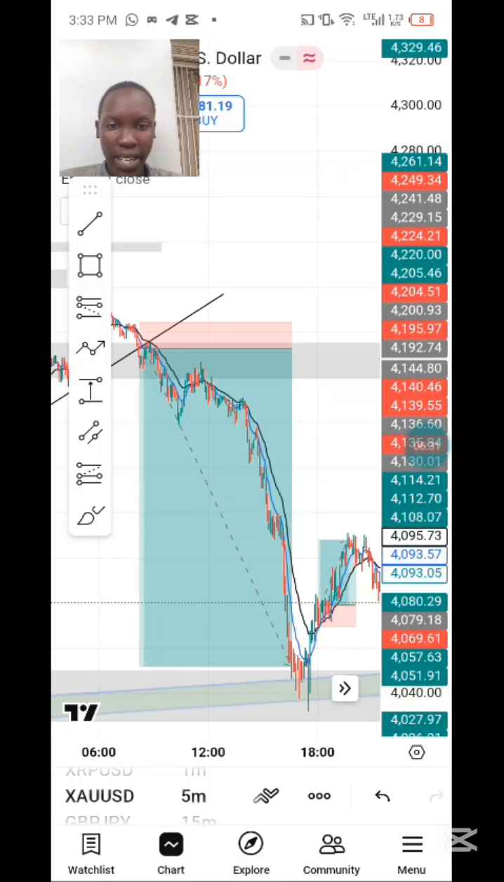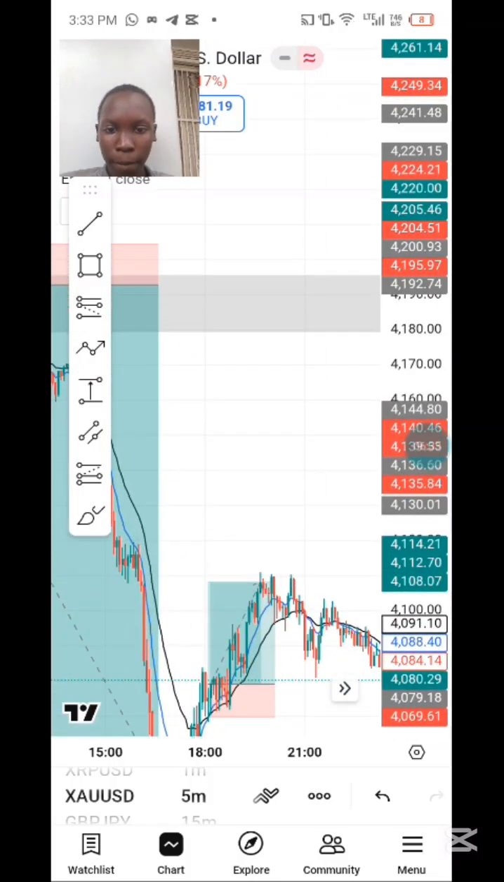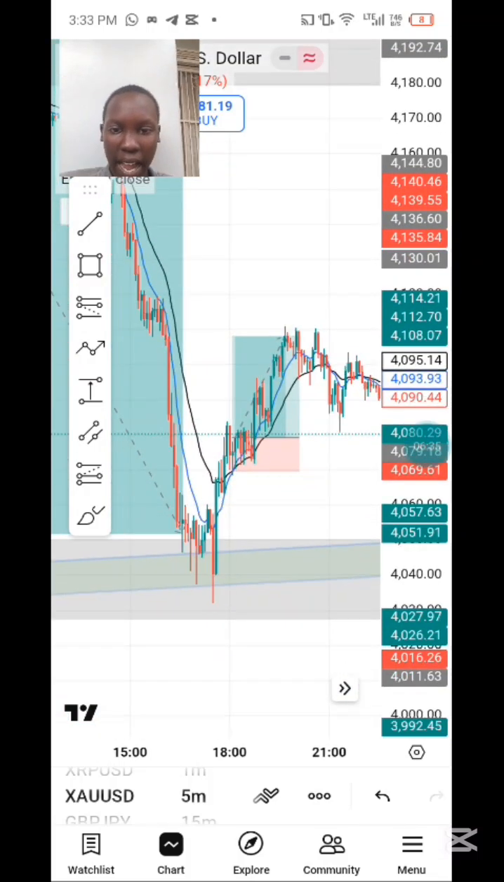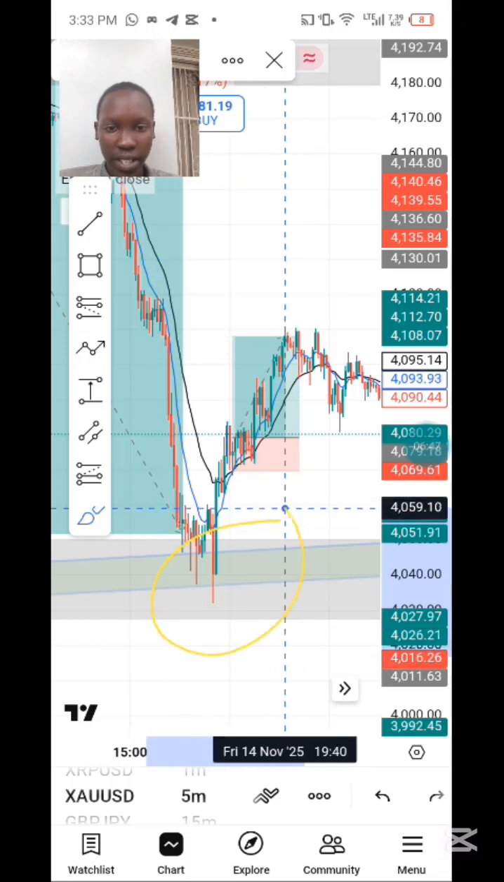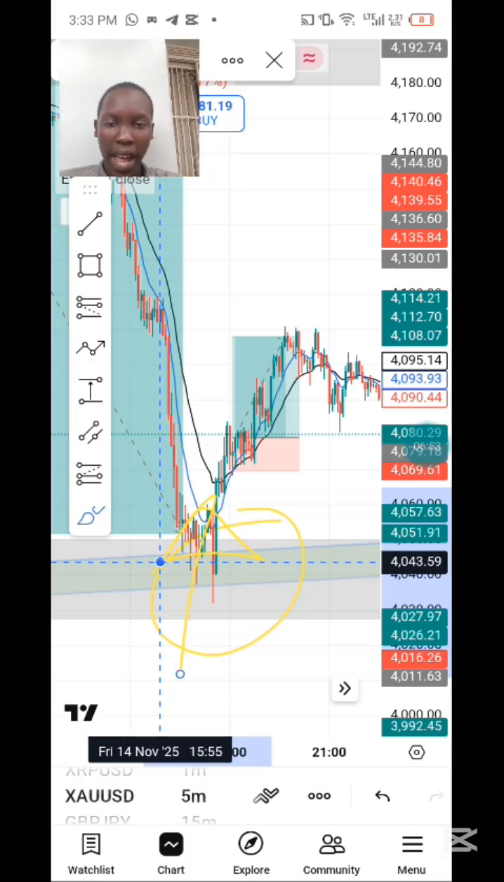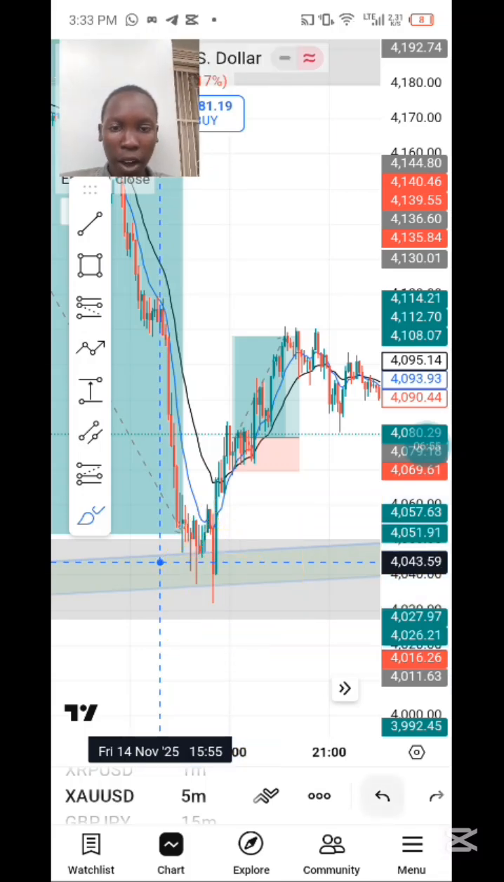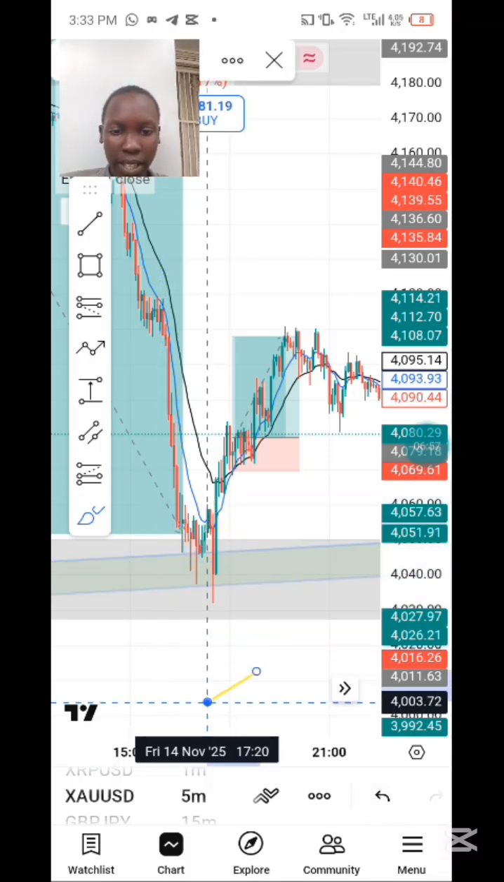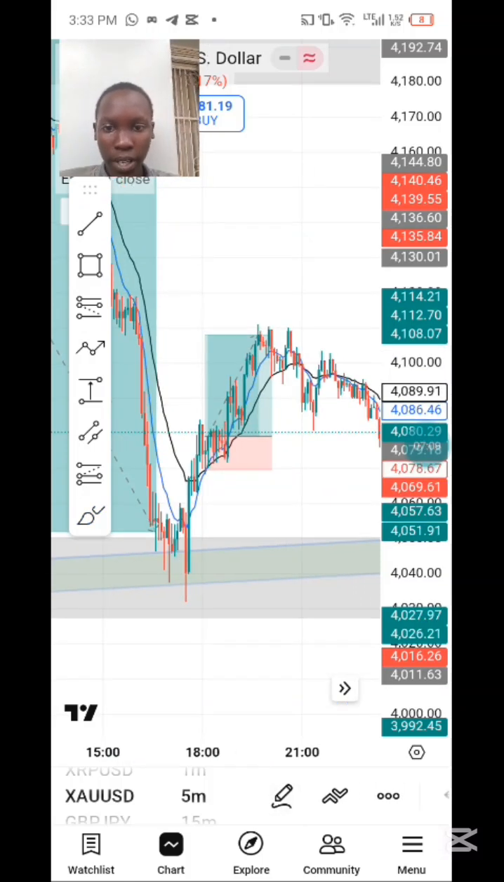And let me show you what I did after then. After it retested this zone, I knew that we were about to head up. So that's where I got out of it. After getting out, I really came late. That's why I did not enter from down here.